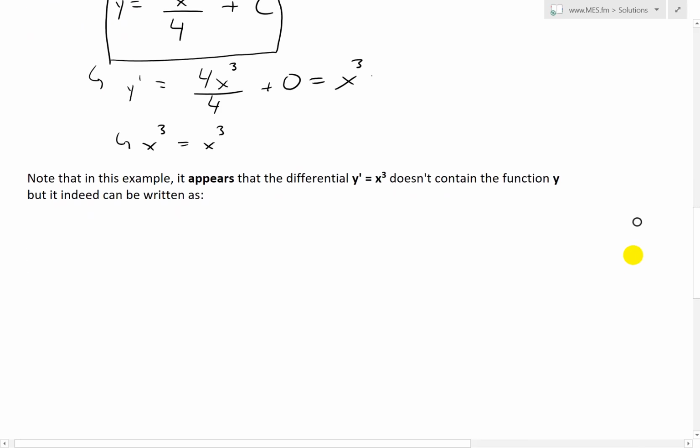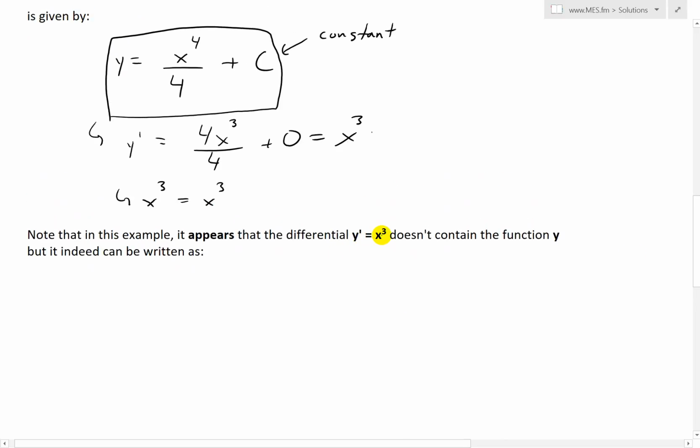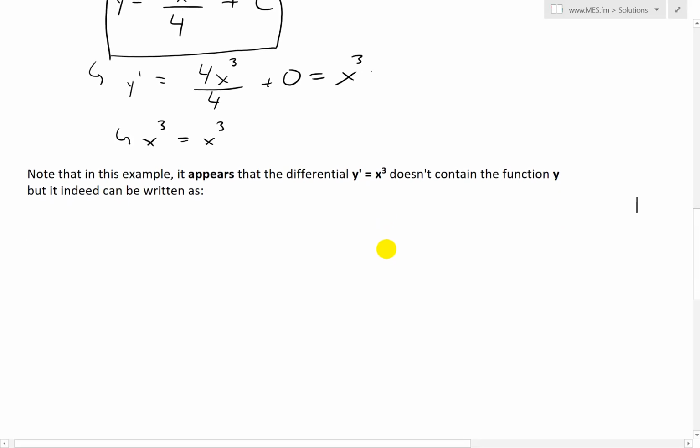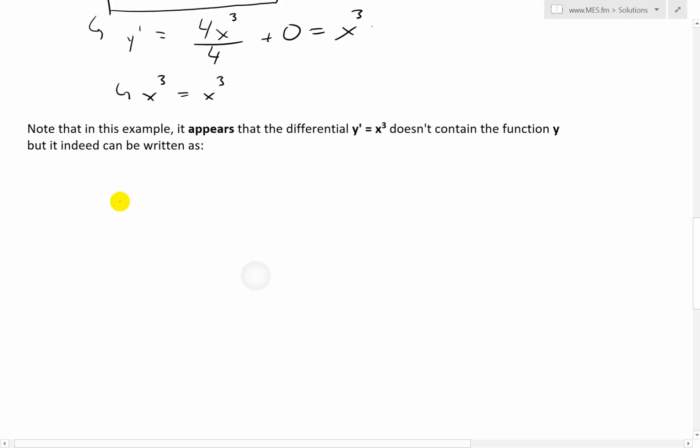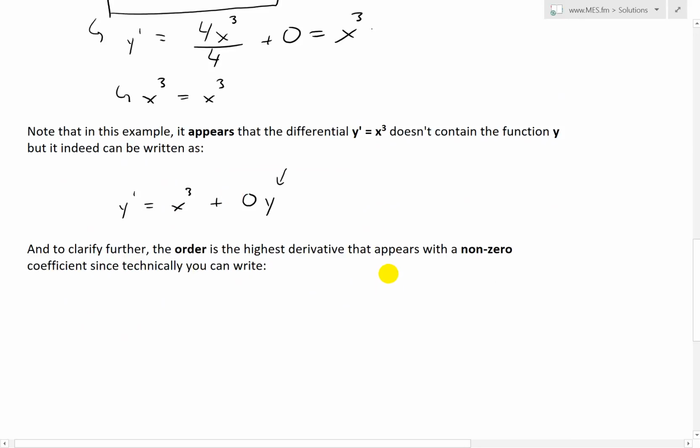Now note that in this example, it appears that the differential equation y prime equals x cubed doesn't contain the function y, because remember the definition includes y and its derivatives. But indeed, it can be written as y prime equals x cubed plus 0 times y, as a coefficient of 0. You could also think about it as this equation does contain y because the derivative is there, and this is a derivative of y, which technically means it contains it.